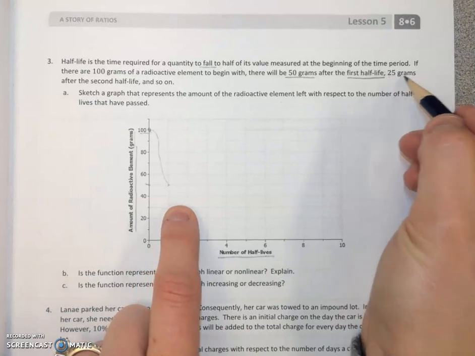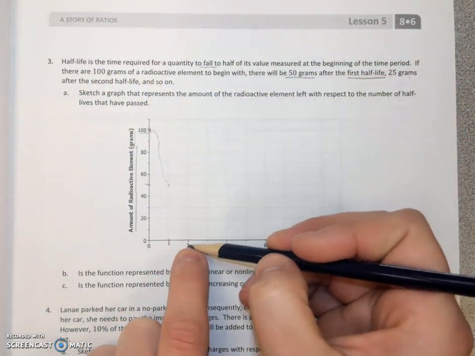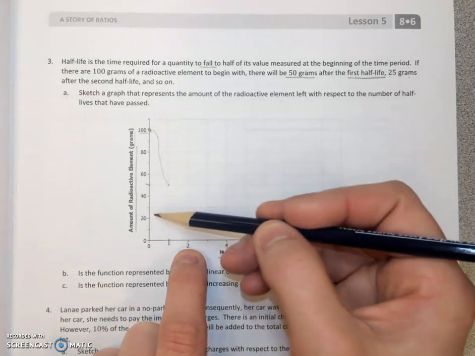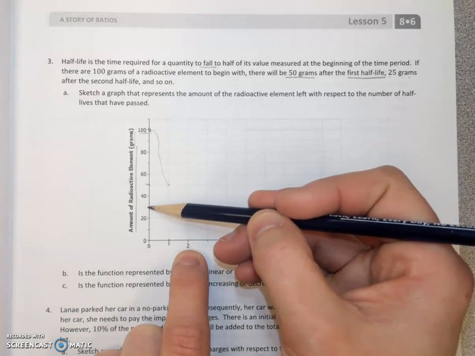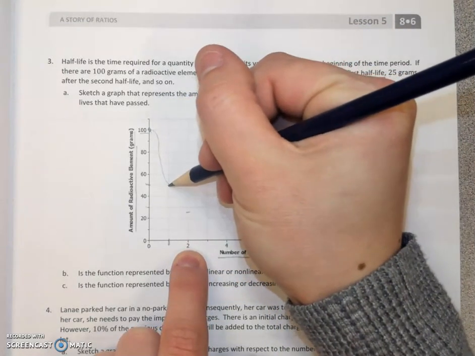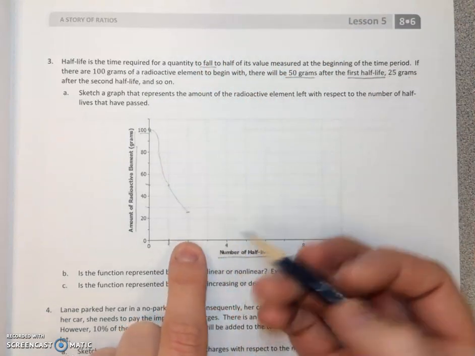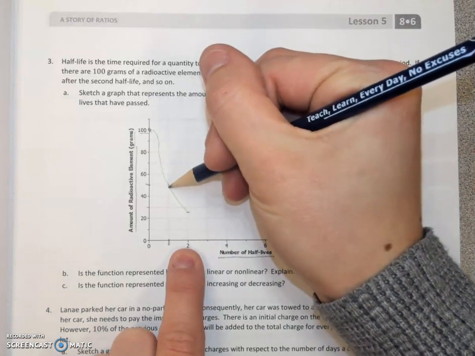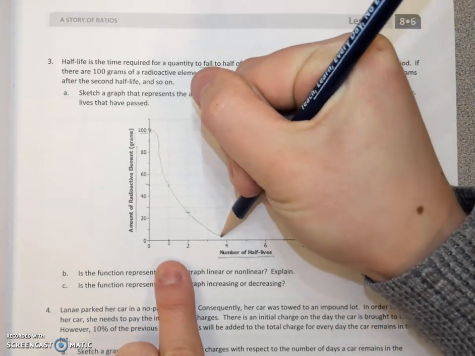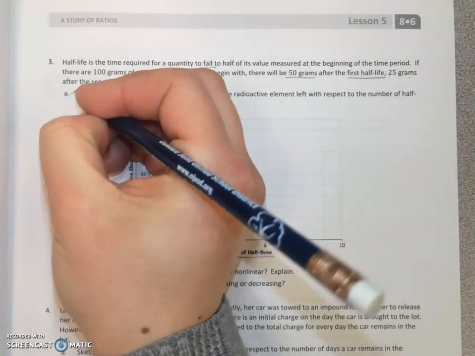Okay, and then 25 grams after the second half-life. So second half-life is at 25, which is even more tricky because it goes 20 to 40. So 20 to 40, halfway has to be 30. Halfway has to be 25 between 20 and 30. So there we go. And so on. So you can see it's going on at a pretty constant rate. So I can just kind of finish that going like that. Okay. So I did that. I did A. I'm going to put a check mark right there.